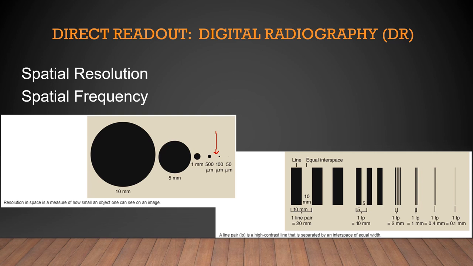So in digital imaging systems, we are limited by pixel size, and no digital system can image an object smaller than one pixel. As the spatial frequency becomes larger, the objects become smaller. Higher spatial frequency indicates better spatial resolution.